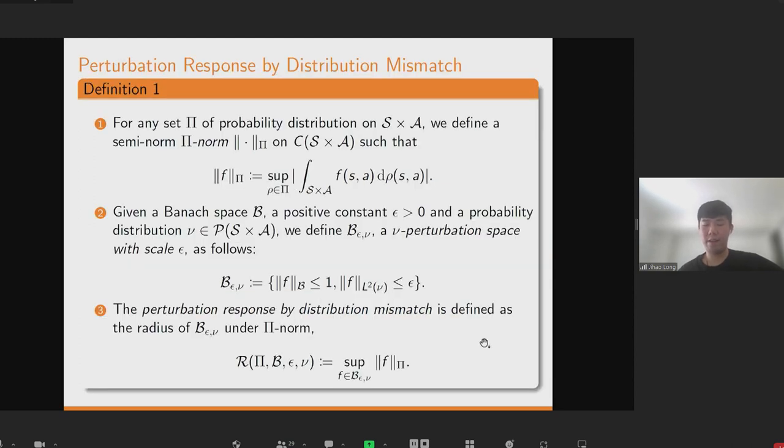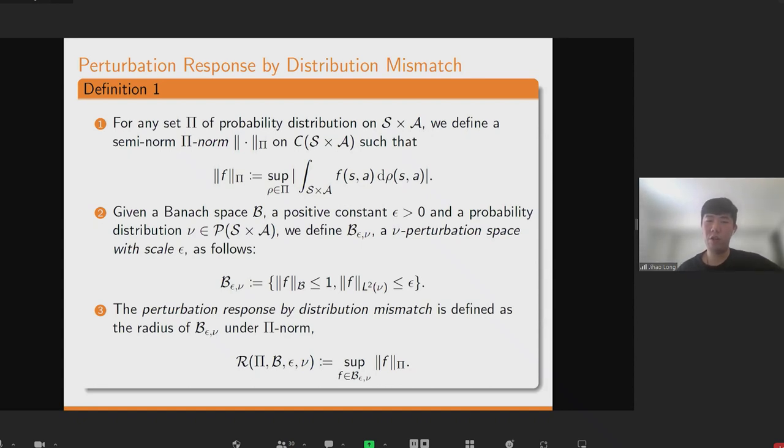To reflect this idea, we introduce the perturbational complexity by distribution mismatch as follows. First, for any set Pi of probability distributions on S times A, we define a semi-norm called the Pi norm on the continuous function space on S times A, as the maximum absolute value of the integral of F under the distribution rho chosen from Pi.